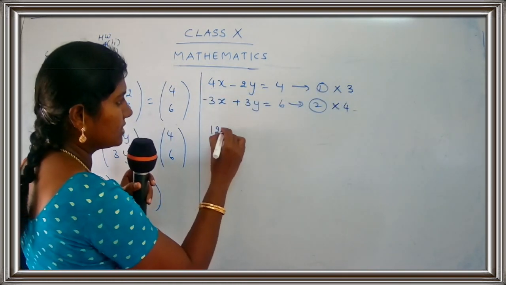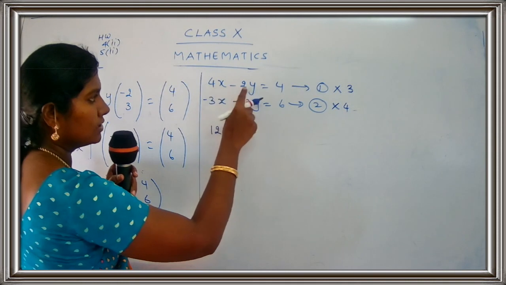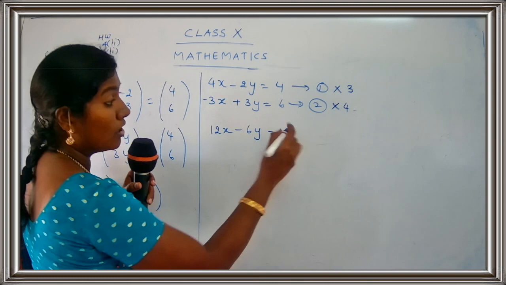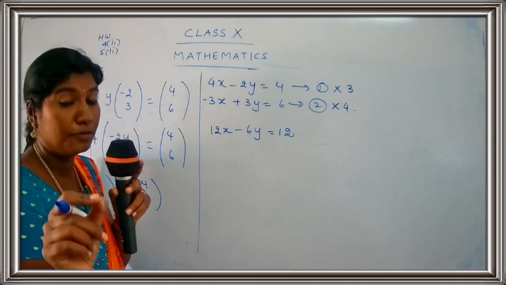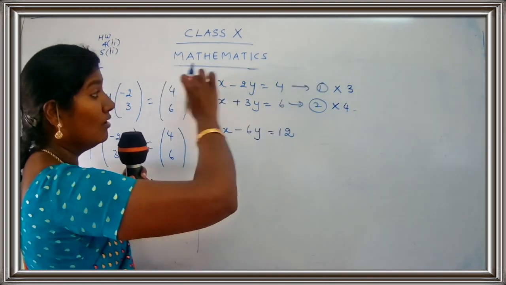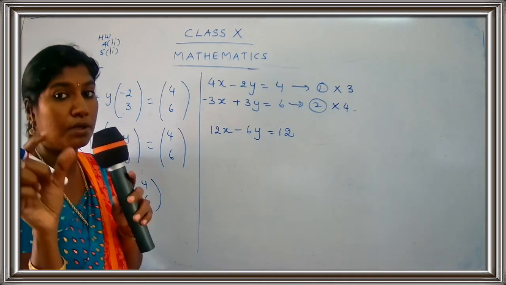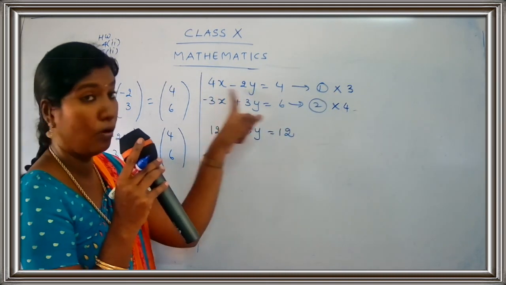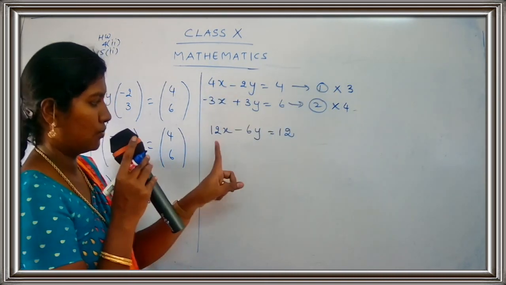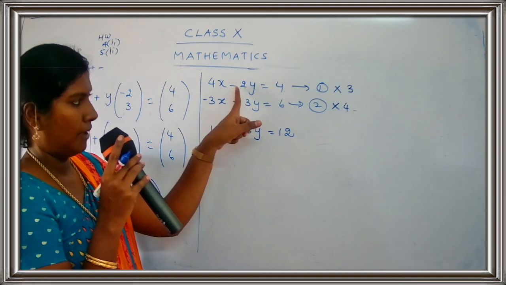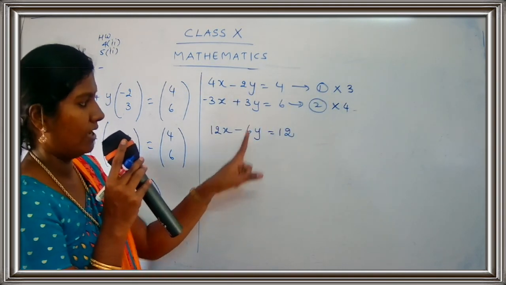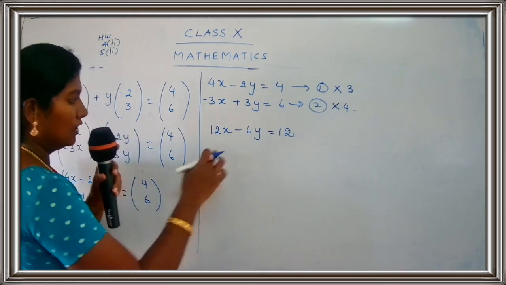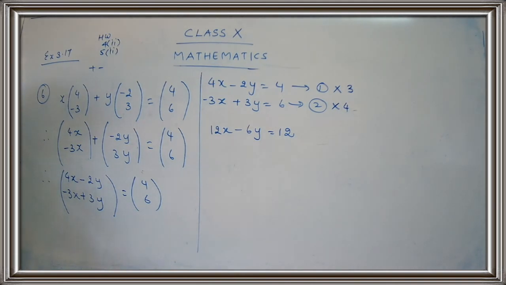So 12x. 4 3s are 12x, 2 3s are 6y, 4 3s are 12. Do not change only one term. You have to change the whole term. Whole terms should be changed. You cannot just make changes in a particular term. So when you are multiplying by 3, you have to multiply the whole equation. So 4x into 3, 12x, minus 2y into 3, minus 6y, 4 3s are 12. Let us multiply by 4 here. Do the multiplication, children. Try out the multiplication.